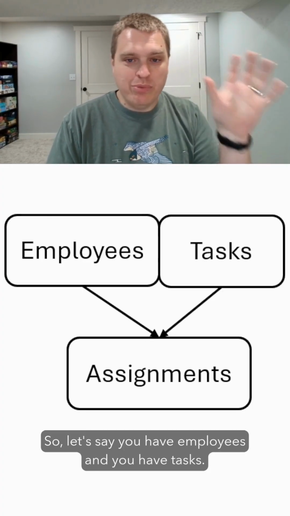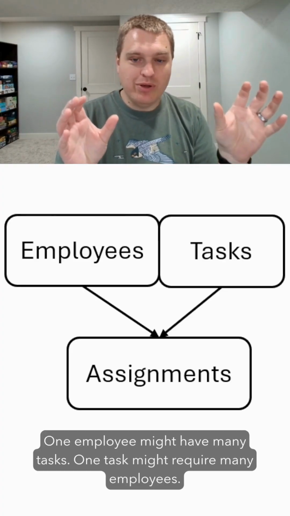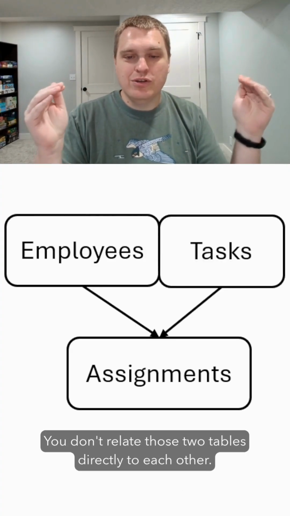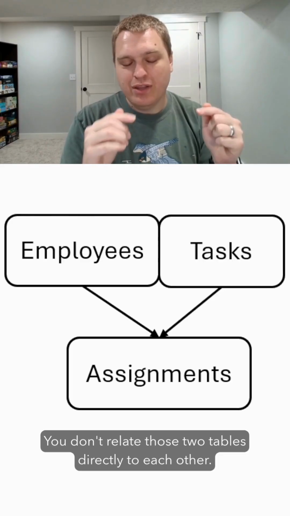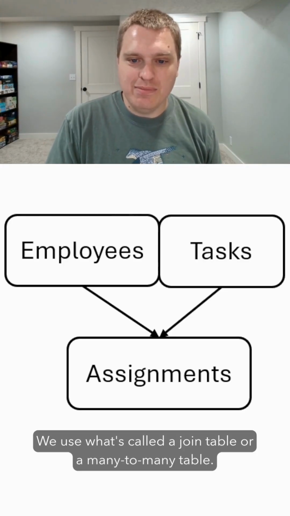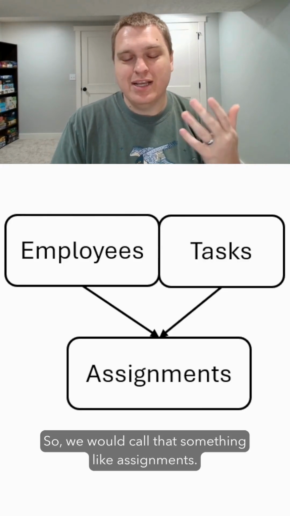So let's say you have employees and you have tasks. One employee might have many tasks. One task might require many employees. You don't relate those two tables directly to each other. We use what's called a join table or a many-to-many table. So we would call that something like assignments.